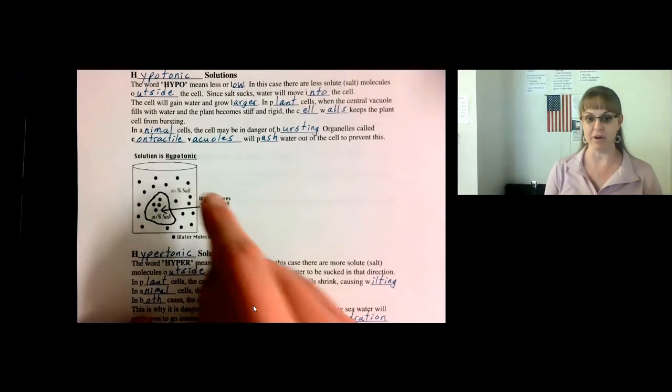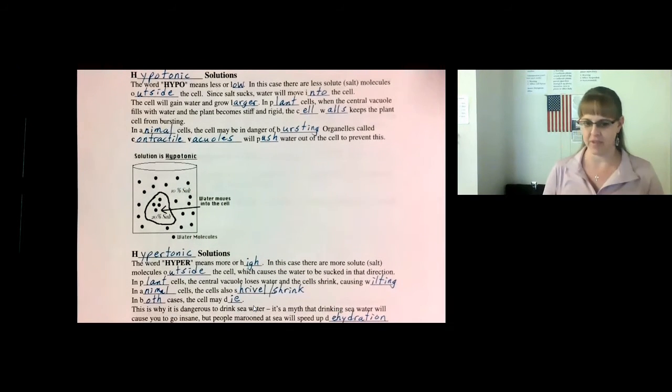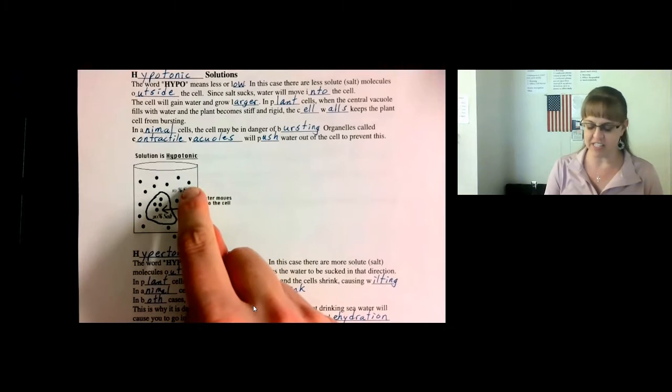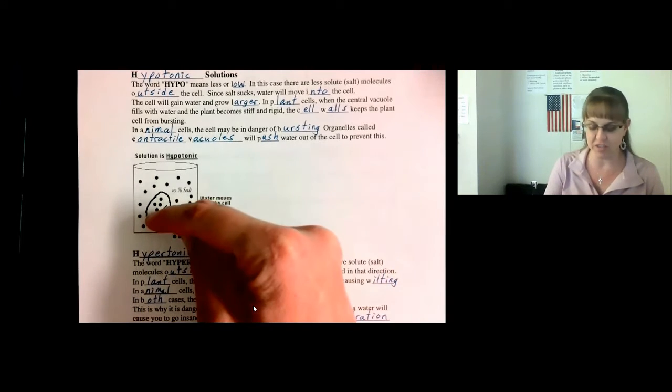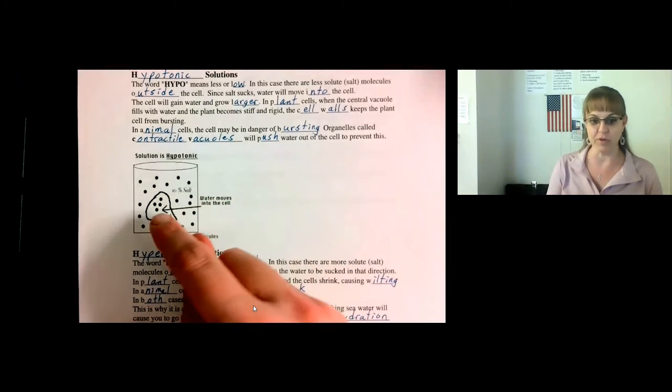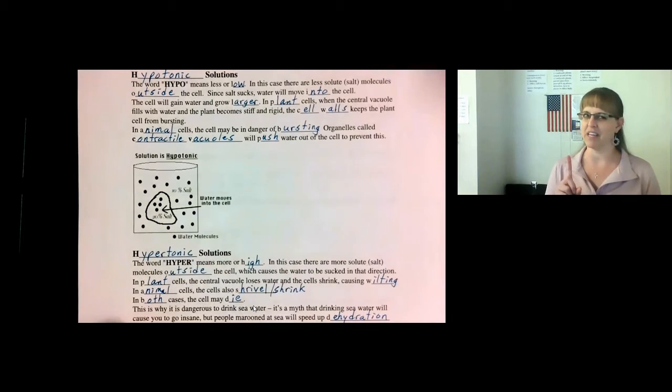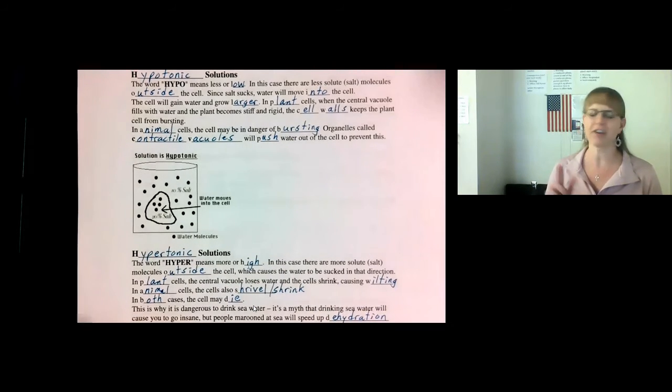So remember, salt sucks. There's more salt here, less salt here. So the salt sucks in the water. So the water moves into the cell. Now, is the salt really sucking in the water? No. That's just a fast way of figuring it out.